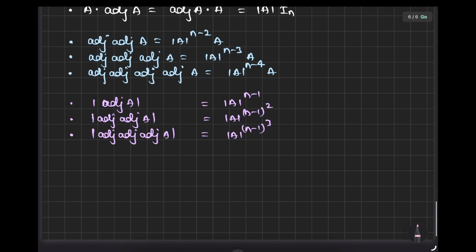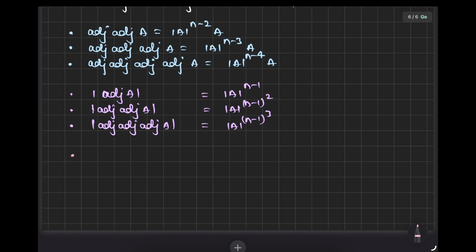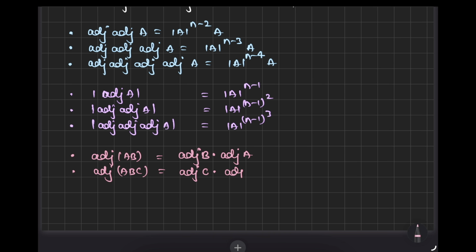Then we have another property, adjoint of AB. You know that it changes its order, it reverses the order. So adjoint B times adjoint A. Okay, so if they write adjoint of A, B, C, you will be writing in reverse order. Adjoint C, adjoint B, adjoint A. I hope this is also clear.